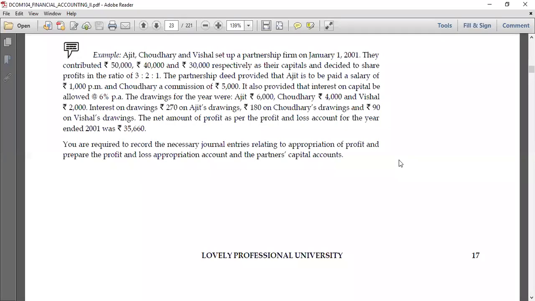Okay, I'm good, thank you. Then write below: less appropriations. Underline the word appropriations. Now, below it, we write interest on the capital. Below you write again A, C, and fee: 6% times capital of A, 6% times capital of C, 6% times the capital of fee.